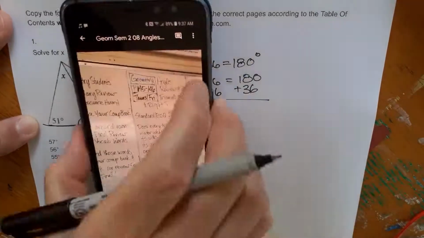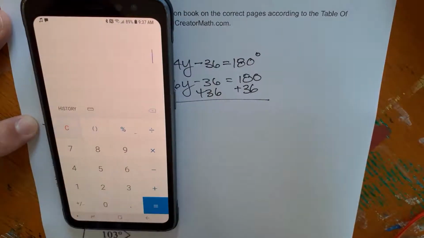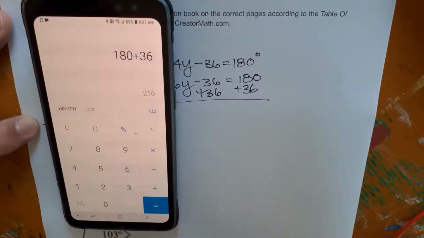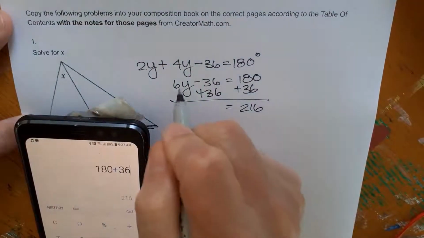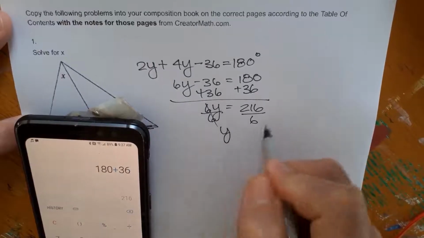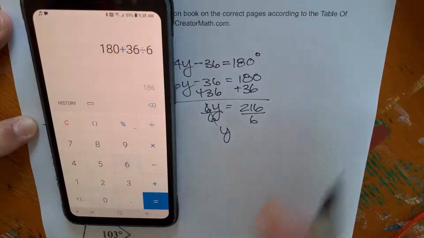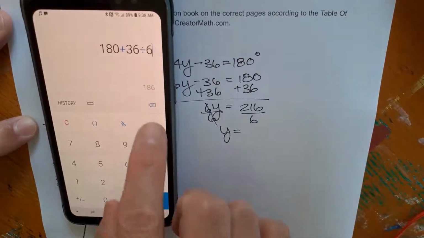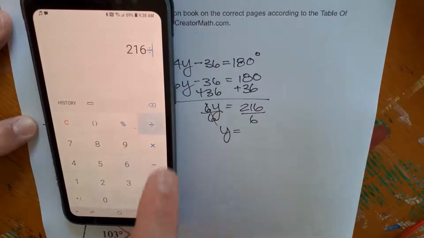All right, go ahead, let's do the thing that I want to model for you. Bring up your calculator, use it for these problems. 180 plus 36. Okay, we get 216. And we have 6y on this side. We divide both sides by 6. As long as I did this right, I have 216. I can now say divided by 6 equals. Whoops, let's change this. Let's nuke this out and say 216 divided by 6.